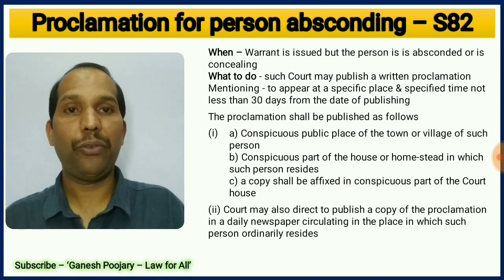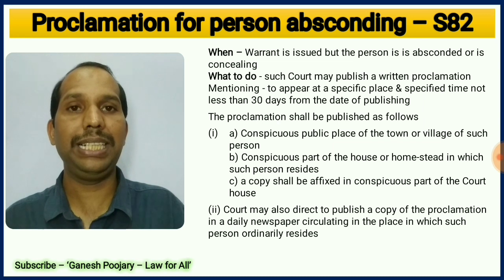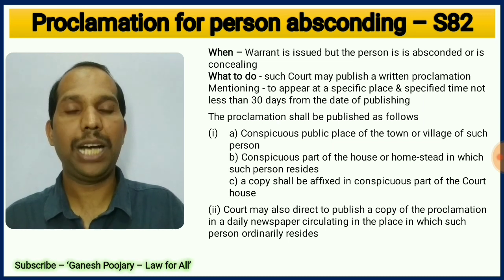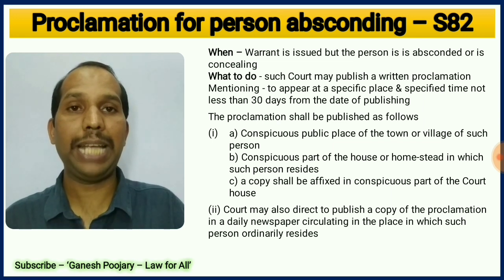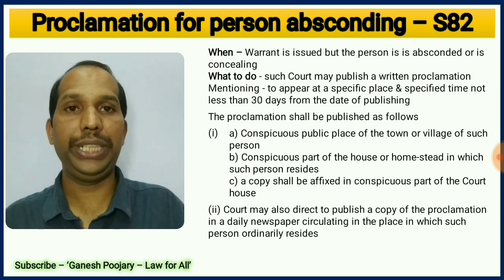Now, question number 1, when. When a person is issued a warrant of arrest and he is absconding or concealing himself from such order, in that case a proclamation can be declared. Now what are the contents? The proclamation will include the place and time where such person has to report. The court will give a timeline of not less than 30 days. That is a very important aspect that we need to remember.